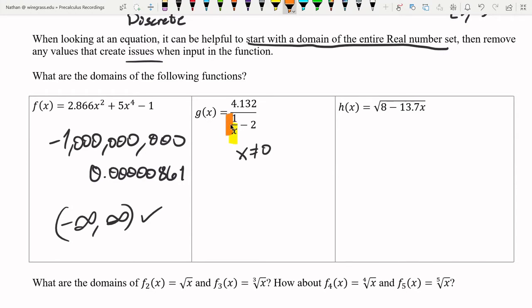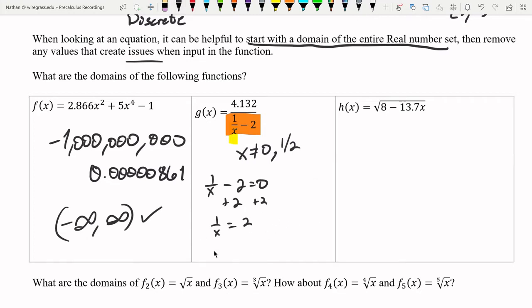Now, what about this entire fraction? Well, this thing can equal 0. 1 over x minus 2 equals 0 when you add 2, multiply by x, and then divide by 2, you get x equal to 1/2. So when x equals 1/2, we get 1 over 1/2, which is the same thing as 2. 2 minus 2 is 0. We have a division by 0. So x cannot equal 1/2.